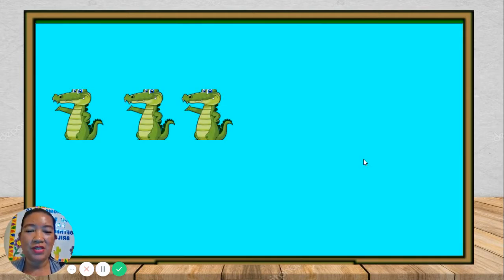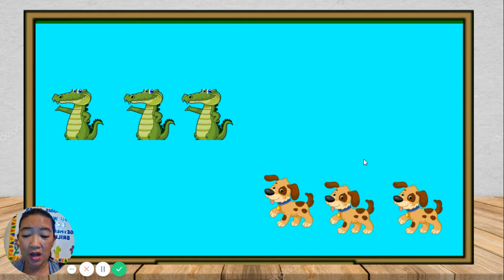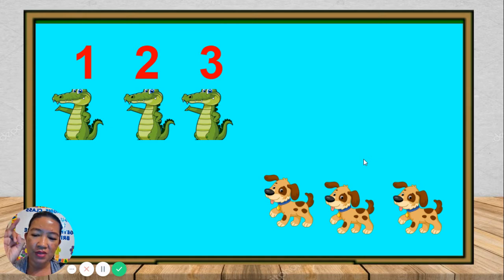Now, going back to our presentation a while ago with the alligators, let's try to compare it with the dogs this time. What have you noticed with our dogs? Let's try to find out. Let's count the alligators that we have here. 1, 2, and 3. How many alligators do we have? 3. Can you do it with your fingers? Ready? Count with me. 1, 2, and 3. Good job. We've got 3 alligators.